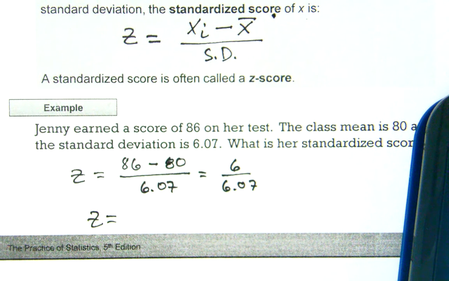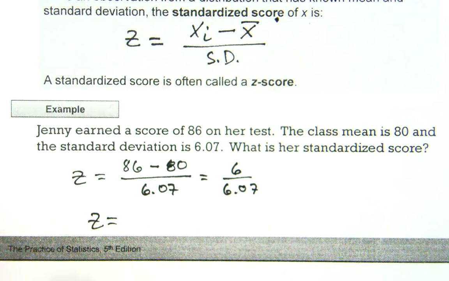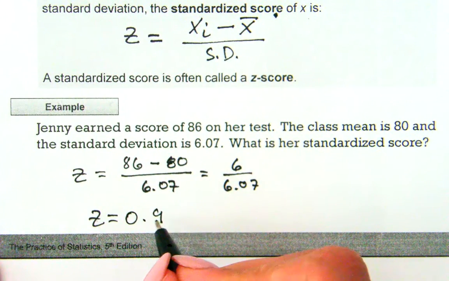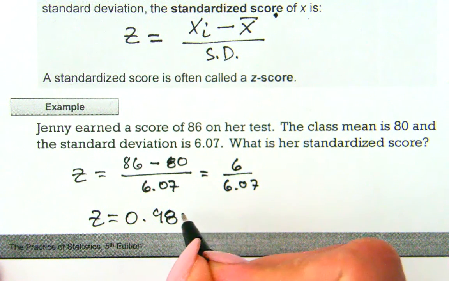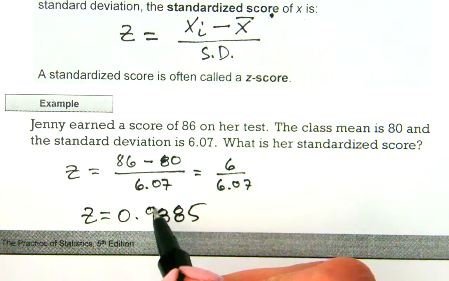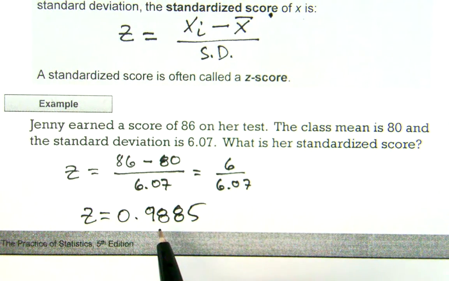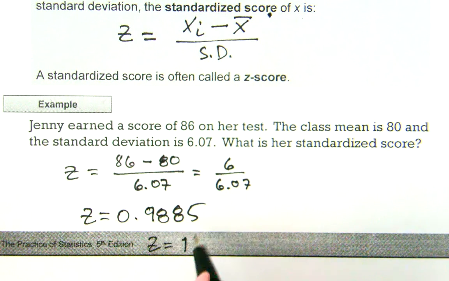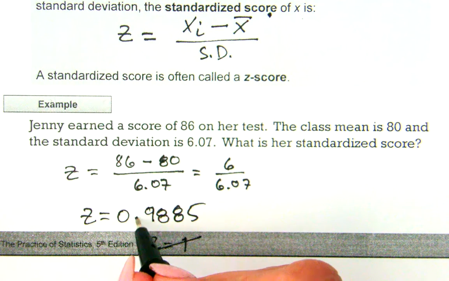6 divided by 6.07. She has a z-score of 0.988. I'm going to go to 4 decimal places. Sorry, guys, 5. All right. Now, she is almost at a z-score of 1. If you had gotten a z-score of 1, that would be 1 standard deviation, right? But she's almost there. She's not quite there, but she's well within.